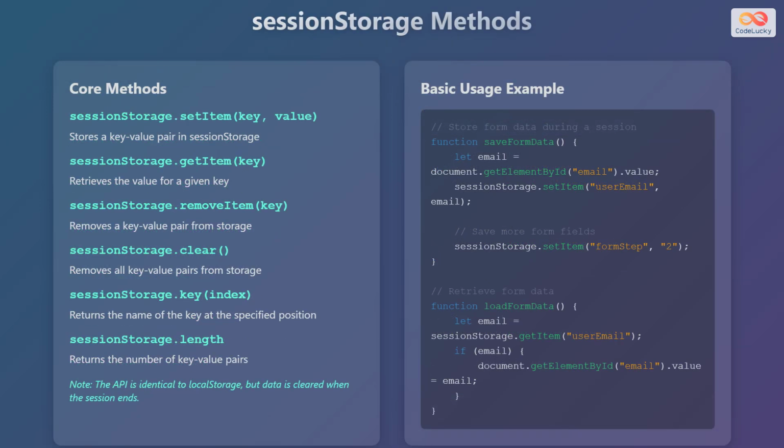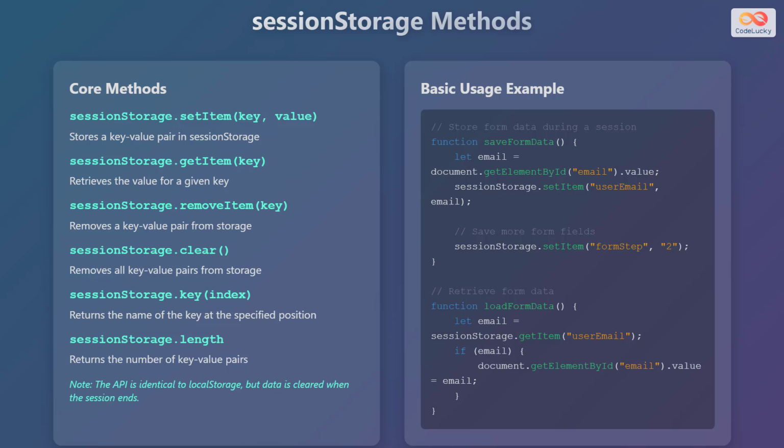Session storage has core methods similar to local storage. setItem(key, value) stores a key value pair in session storage. getItem(key) retrieves the value for a given key. removeItem(key) removes a key value pair from storage. clear() removes all key value pairs from storage. key(index) returns the name of the key at the specified position. length returns the number of key value pairs. Note that the application programming interface, or API, is identical to local storage, but data is cleared when the session ends.